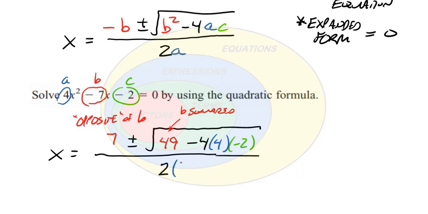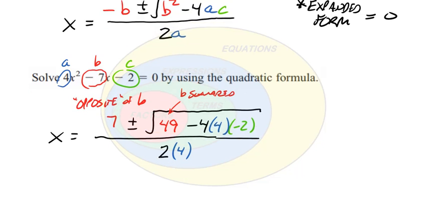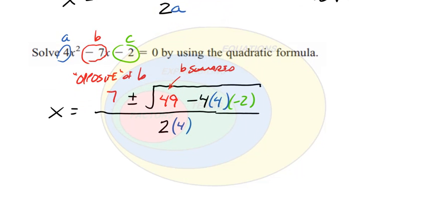And then the denominator is 2 times a. Again, I always like to use parentheses when I'm plugging in. So there's our quadratic formula with the values substituted in. We're going to get used to simplifying this expression. So where should we start evaluating? Well, underneath the square root, we need to figure out the value of those two terms. 49 is already done, but I need to find this value so I can combine those.